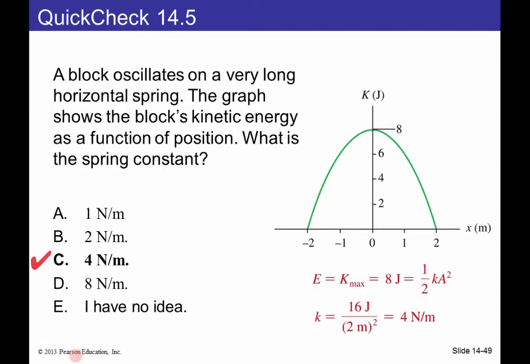Well, we can see that the maximum amplitude is 2 or minus 2, right? And the maximum kinetic energy is 8 joules right here. That has to be equal to the maximum potential energy, which is 1/2 k A squared. Remember, the potential energy is 1/2 k x squared, and when x is maximum, you get the maximum potential energy. So from this equation you can solve for k, and you get 4 newtons per meter.